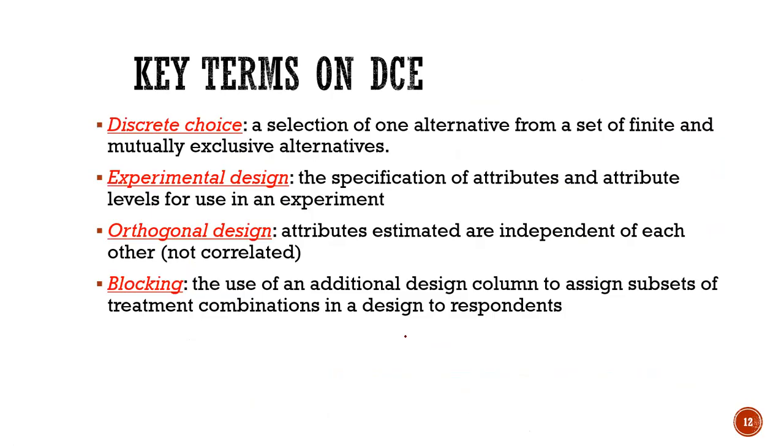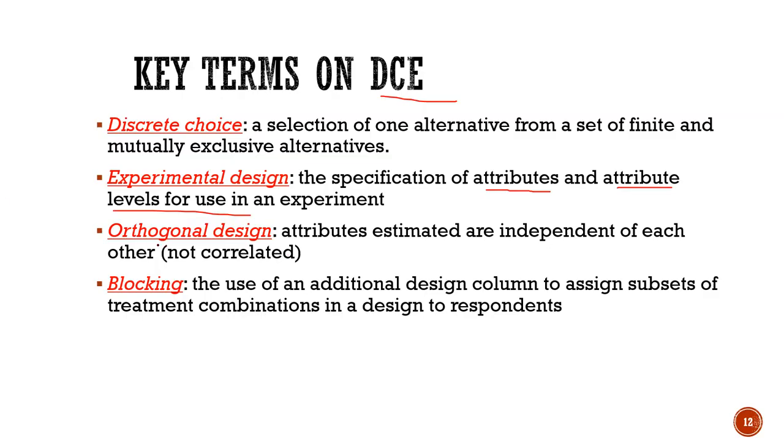Okay, so some of the key terms used in discrete choice experiments, also called DCE, are, first, discrete choice. Discrete means there are mutually exclusive options given to the consumer, and the consumer has to select one of the options from that set of mutually exclusive alternatives. The second term is experimental design. Now, design refers to the attributes and the attribute levels that have been used in the experiment, which is similar to what you have done in conjoint.